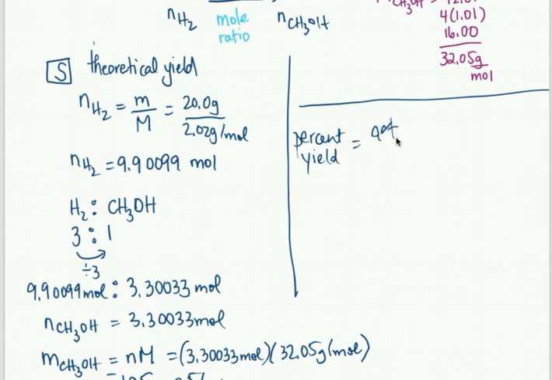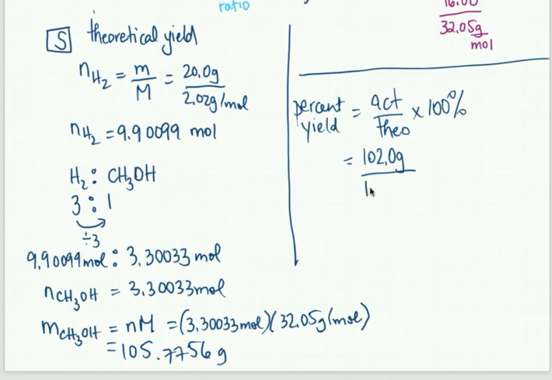Okay, so we're going to take our actual over our theoretical, multiply by 100. Okay, so the actual yield was 102 grams. That was given at the beginning, saying we ran the reaction, this is what we obtained. But theoretically, in a perfect world, this is what we should have just obtained from the reaction here. So take it, divide it out, and don't forget to multiply by 100. There's your percent yield.